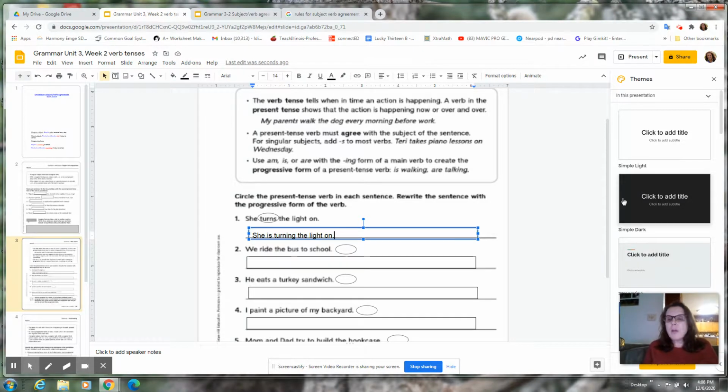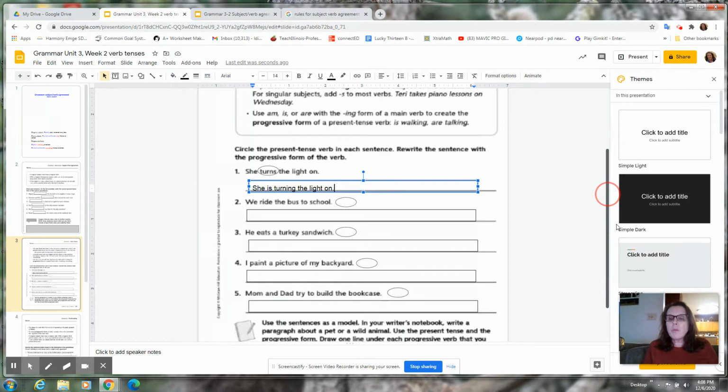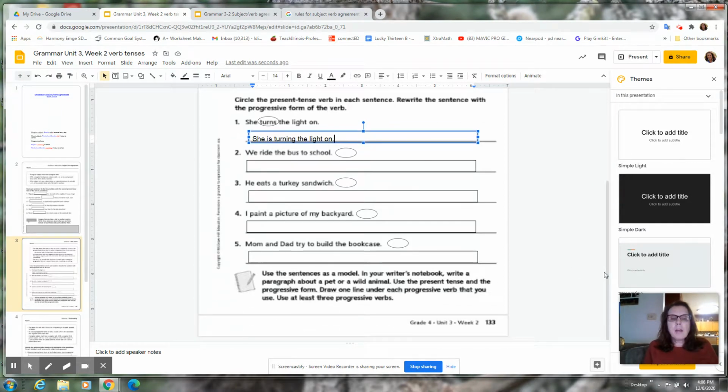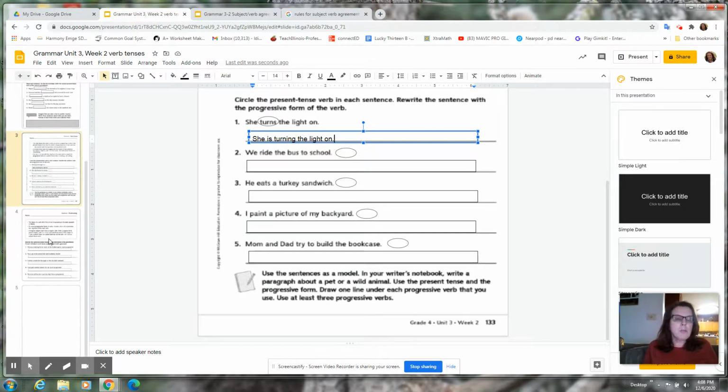You don't have a lot to do in grammar this week, so what you do have to do, please do it well. And you don't have to do the bottom part here if you don't want to. If anybody wants to do it, that would be great. You can go ahead and add a slide and you can use the sentences as a model. You can write a paragraph about a pet or a wild animal. I absolutely would love to read that if you want to do that, but you do not have to.